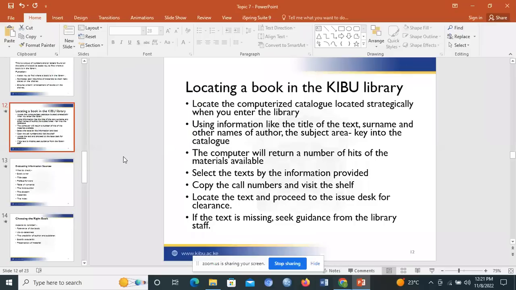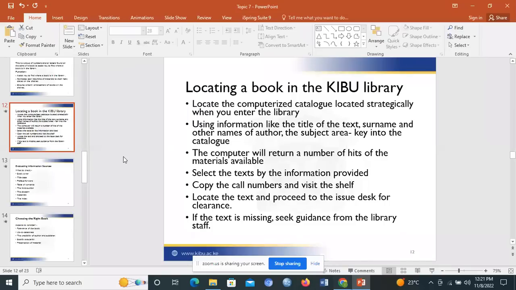At the bottom of the spine, you'll find a series of numbers and letters. That is the information you'll copy from the computer's terminal. Then you visit the shelf. Guided by the call numbers, locate the text and proceed to the issue desk for clearance.